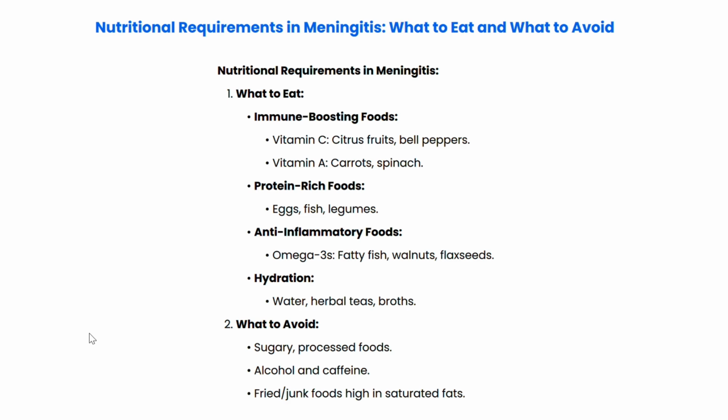Hydration is equally important. Ensure plenty of fluids, including water, herbal teas, and broths, to maintain electrolyte balance and prevent dehydration. Now let's talk about what to avoid.